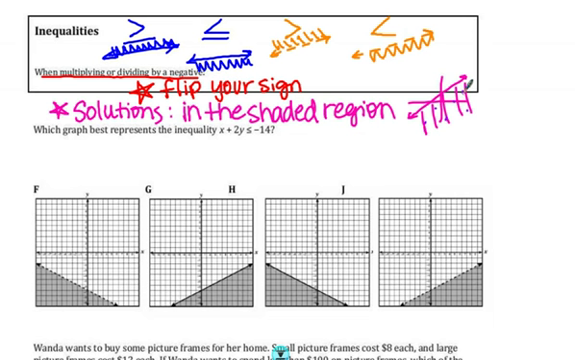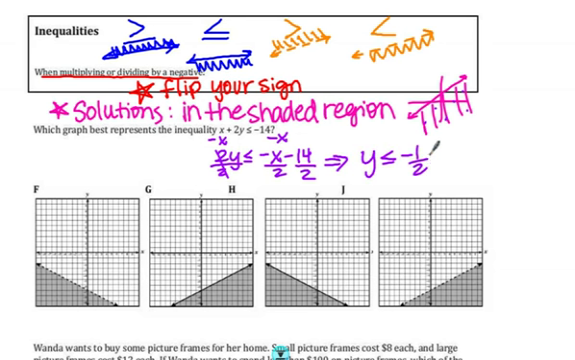Alright, so let's look at this first example. Which graph best represents this? Well, I can't do anything with this until I get it into a y equals mx plus b format. So I'm going to solve for y by subtracting x from both sides. I have 2y is less than negative x minus 14. Divide everything by 2. Do I need to reverse my inequality here? No, because I divided by a positive 2 and not a negative 2. So y is less than negative 1/2 x minus 7.